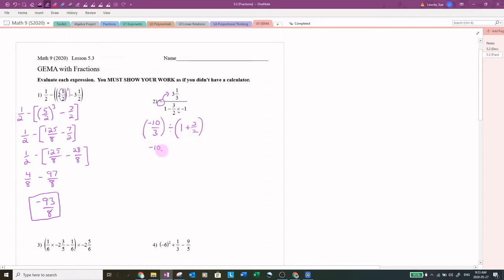So that's negative 10 over 3 divided by, that's 2 over 2, so that's 5 over 2. Which is negative 10 over 3 times 2 over 5. And then I'm going to cross reduce. 5 divided by 5 is 1. 10 divided by 5 is 2. So this equals negative 4 over 3.